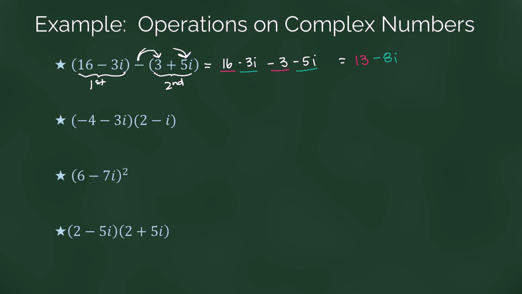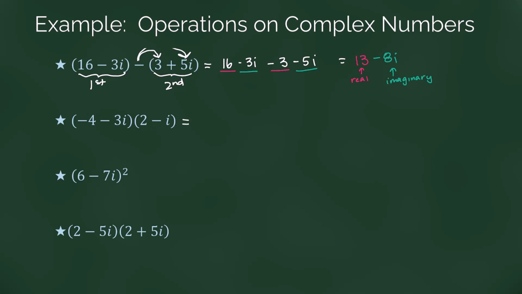This is the new complex number. The 13 is the real part, and the negative 8i is the imaginary part, and they come from combining the real and imaginary parts of the original numbers. Our next one involves multiplication. So we're multiplying negative 4 minus 3i times 2 minus i.